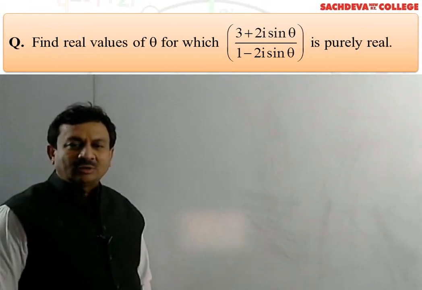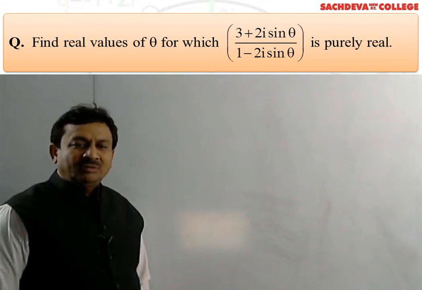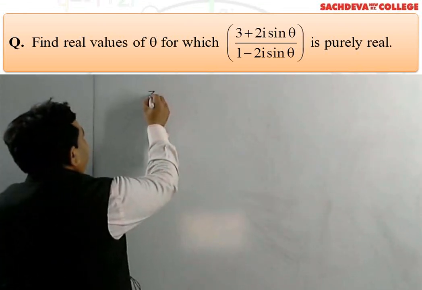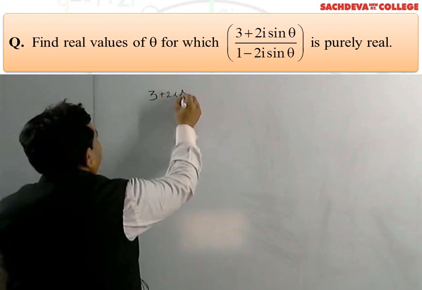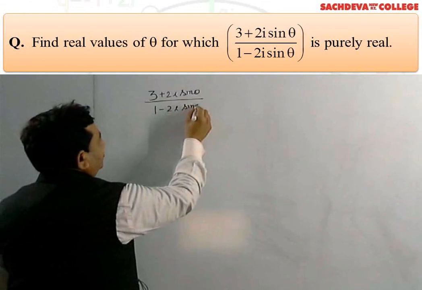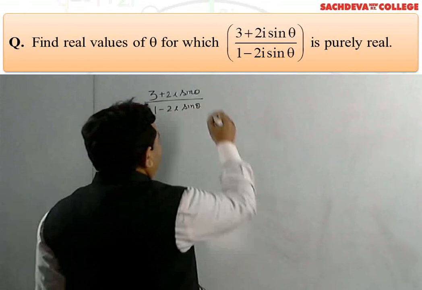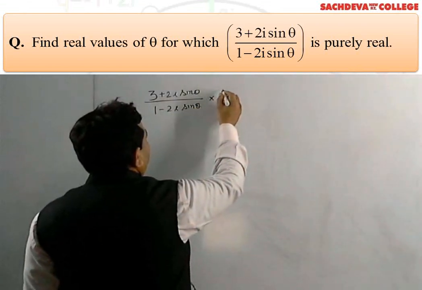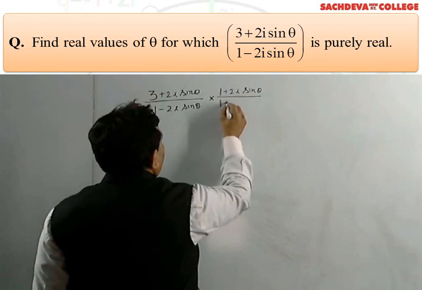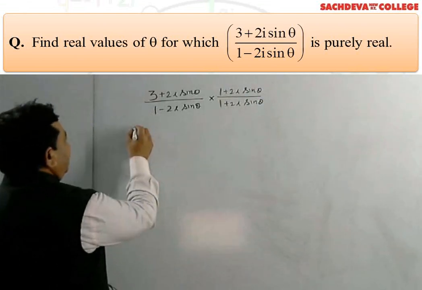Find real values of theta for which (3 + 2i sin theta)/(1 - 2i sin theta) is purely real. So given (3 + 2i sin theta) divided by (1 - 2i sin theta), first we change this number into a + ib form by multiplying numerator and denominator by 1 + 2i sin theta.